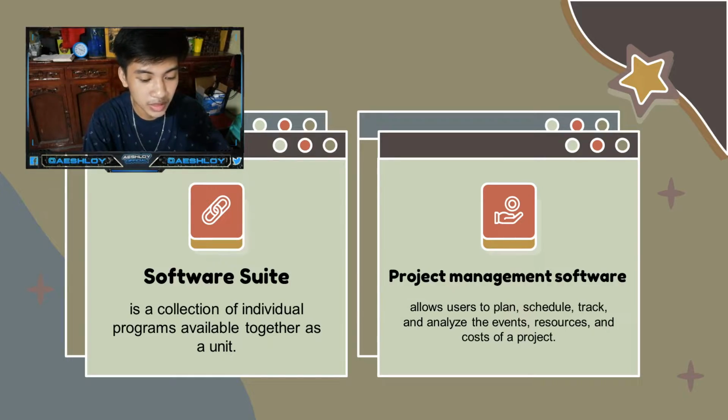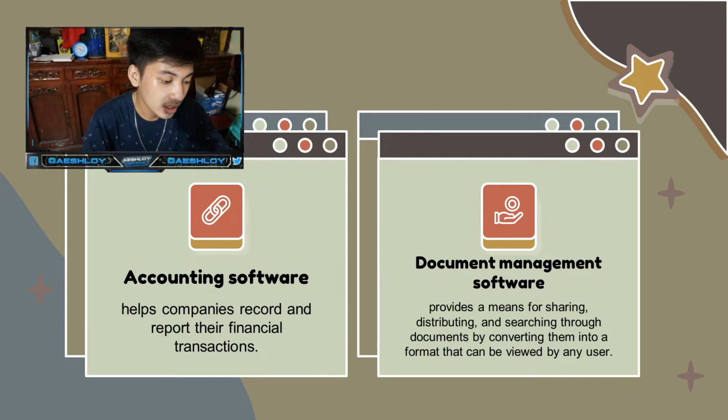So yes, then we have the project management software. It allows users to plan, schedule, track, and analyze the events, resources, and costs of a project. Then accounting software helps companies record and report their financial transactions.